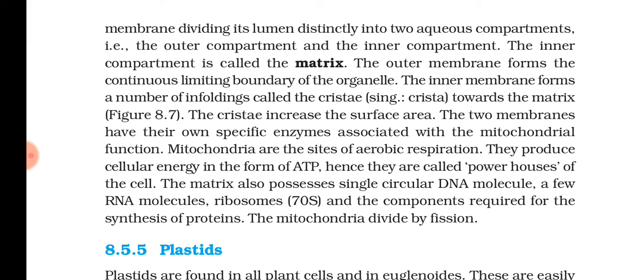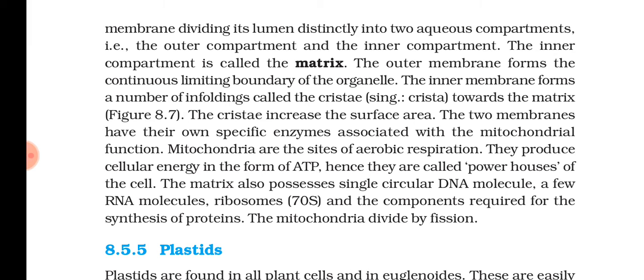And there are different enzymes in the matrix. If you see, the matrix is having what? Various enzymes. They are having their own circular DNA molecule, then RNA molecules, ribosomes, etc. are also there in the matrix. So it's a very important feature of mitochondria that it is a kind of semi-autonomous organelle. It means it is having its own DNA.